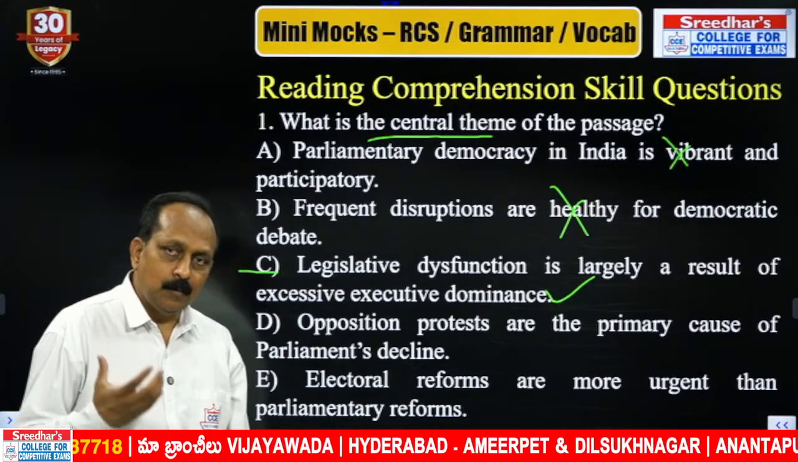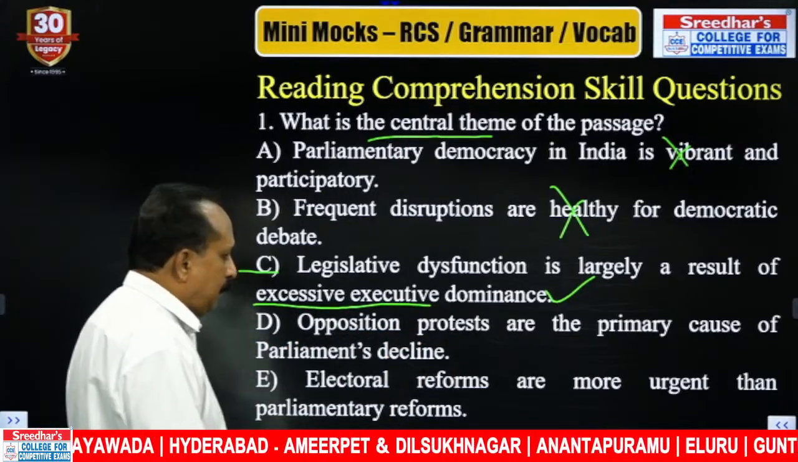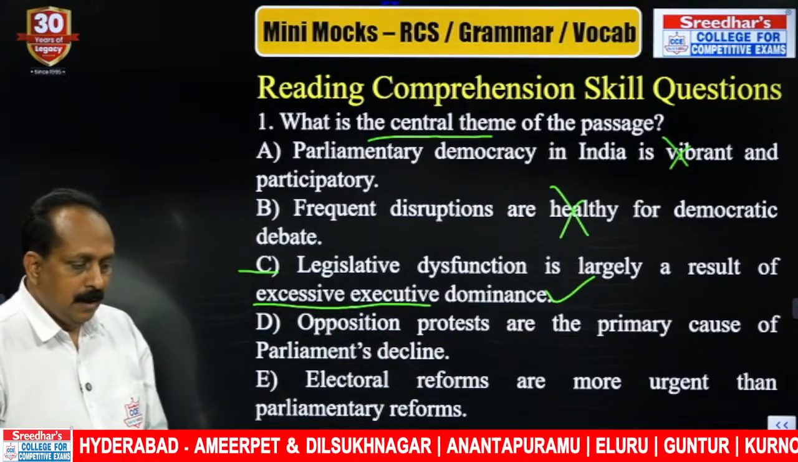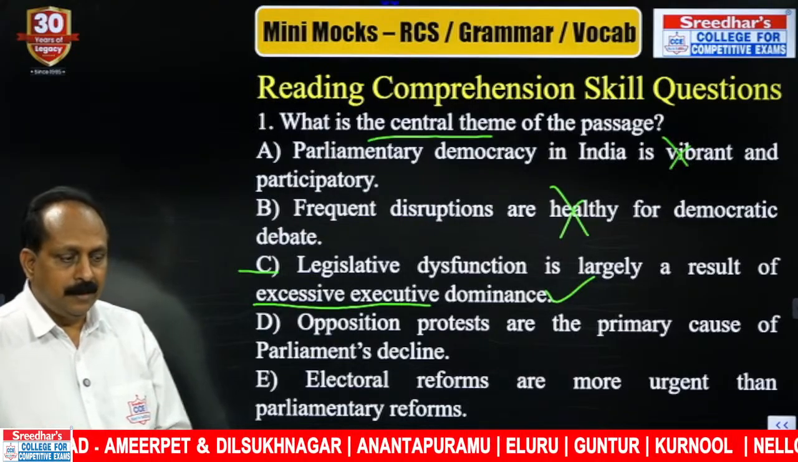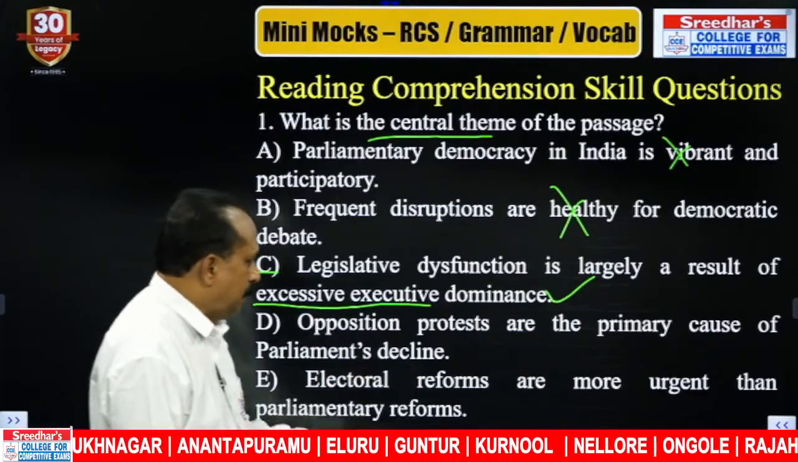Legislative dysfunction is why? As a result of excessive executive dominance. Power is centered. Concentration of power with the executive. Chief Executive, Prime Minister and Chief Ministers. C is the answer.